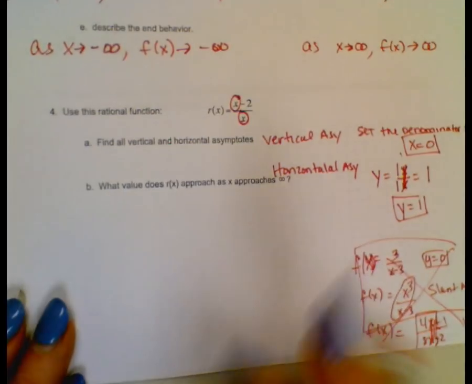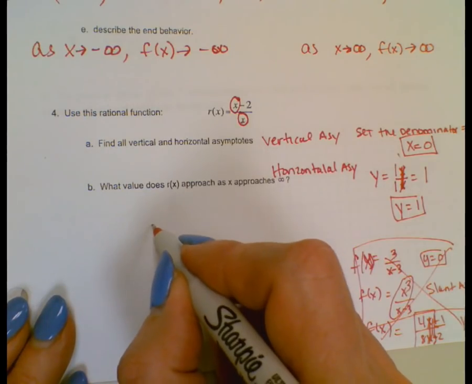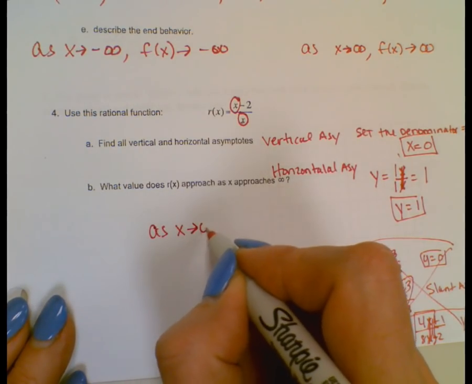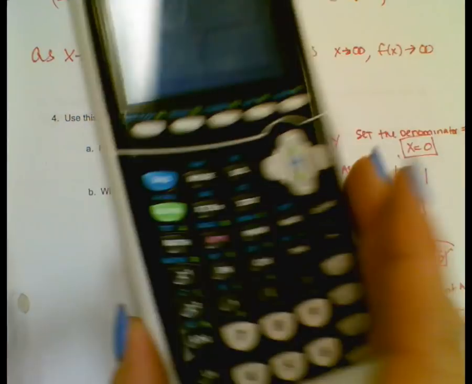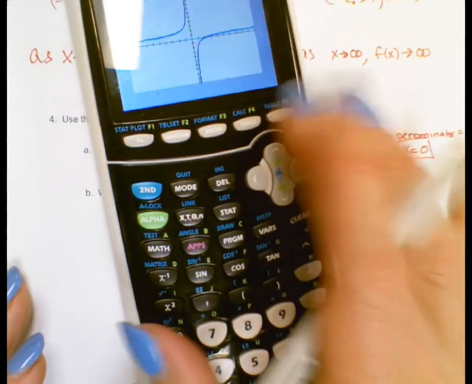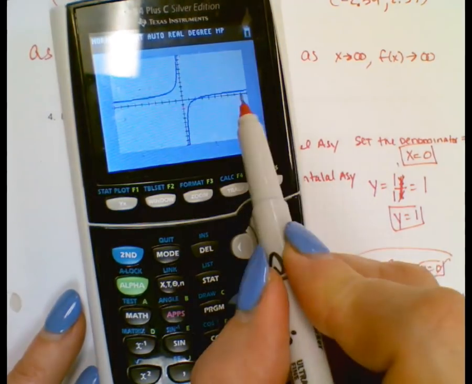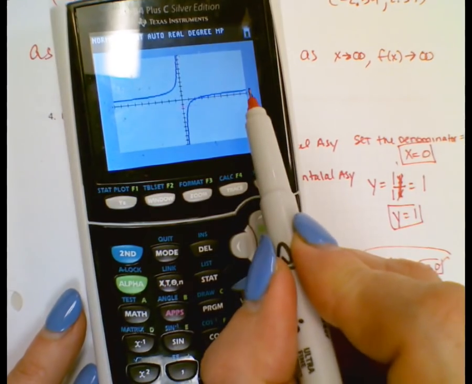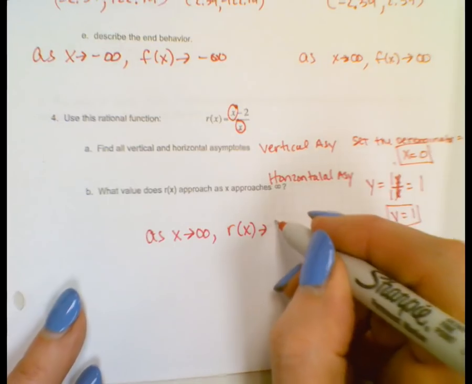What value does R of x, that's this whole function, approach as x approaches infinity? So as x approaches infinity, what does R of x approach? So let's look. As x is getting bigger, as x goes to the right forever, as x gets bigger and bigger, what is that y doing? It looks like the y is approaching the asymptote. So it looks like the R of x is approaching 1.